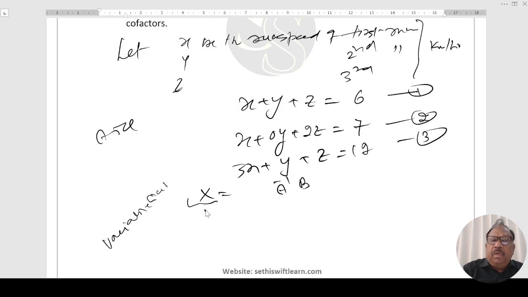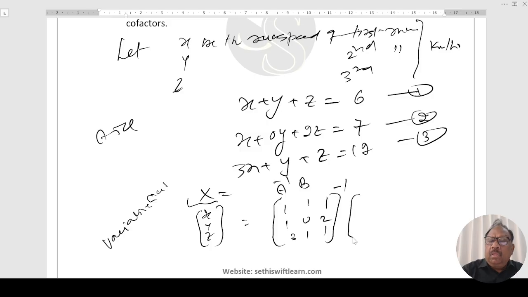How many variables are there? X, Y, Z. And the coefficients are 1, 1, 1, 1, 0, 2, 3, 1, 1. इसका इनवर्स निकालेंगे. And A is the coefficient matrix, B is the constant matrix.